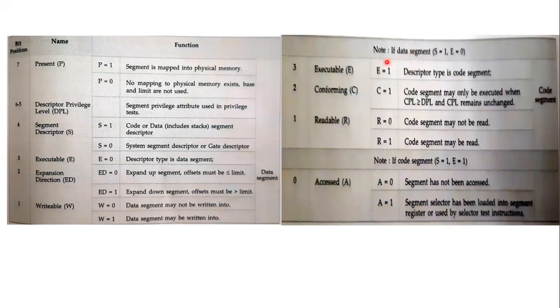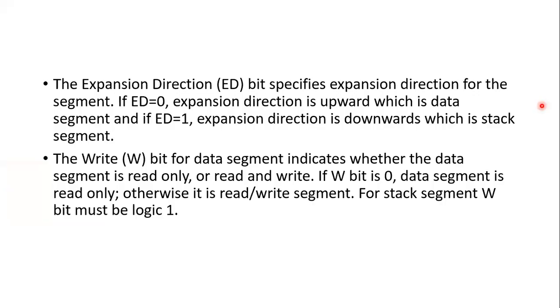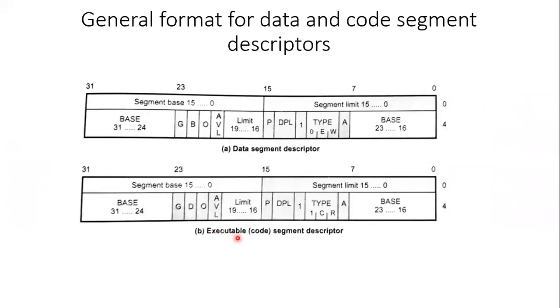Then come to the next column over here. There is a note given: if the data segment S is 1 and E is equal to 0. S is 1 means what? It is a segment descriptor, and E means what? Executable. Now the same fields E, C and R we are talking about with respect to the code segment. I'll show the diagram. See the code segment. E means executable, that is also applied to the code segment over here. Similarly C and similarly R.